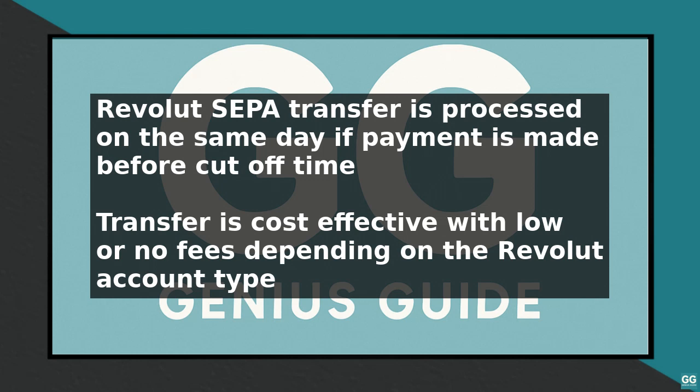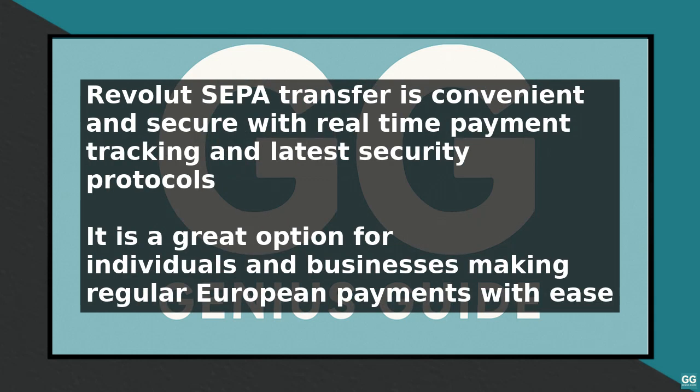One of the benefits of using Revolut SEPA transfer is that it is very convenient and can be done from the comfort of your own home. You can also track the status of your payment in real time, which gives you peace of mind. Additionally, Revolut SEPA transfer is a very secure way of making payments as it uses the latest security protocols to protect your transactions.